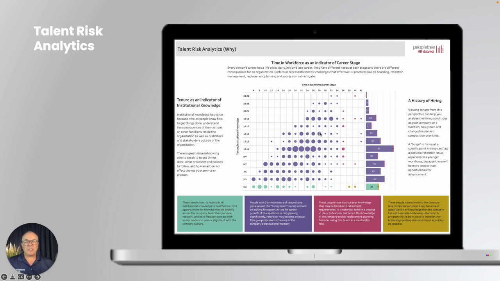So each of these groups represents a different talent risk. How successfully have we onboarded this group? What type of opportunities are we creating for this group? How are we doing replacement planning and succession management for individuals who are about to leave the workforce? And why did we have to bring in people late in their careers? Because potentially we didn't build the skill sets that are required. So all of those types of processes can be spoken about through this particular conversation.